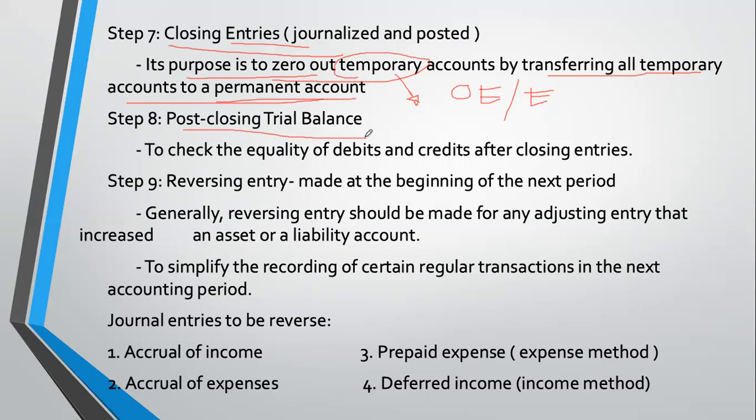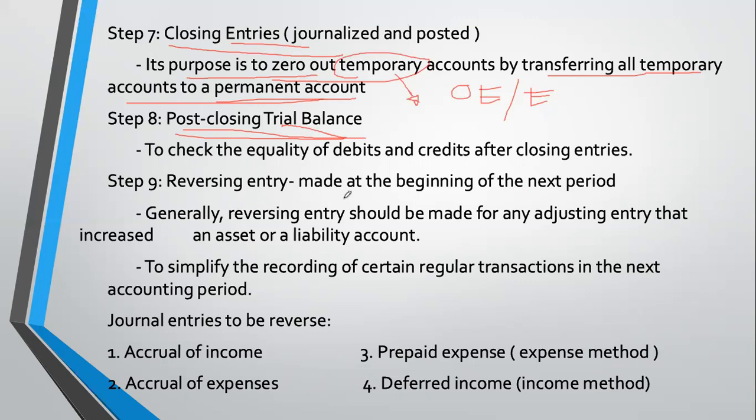So the only accounts or elements that are left, what you will see in the post-closing trial balance, are only your asset, liabilities, and equity accounts, or the real or permanent accounts. Because again, temporary accounts were closed here and zeroed out in step 7. By step 8, they're gone. You will no longer see expense and income account balances here.